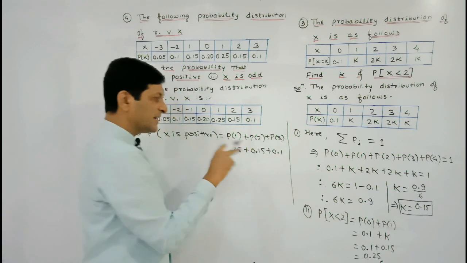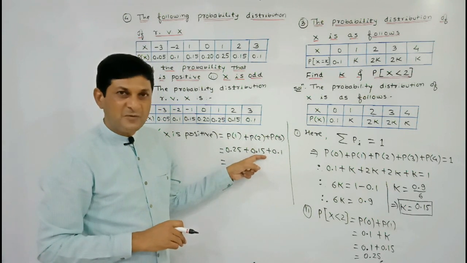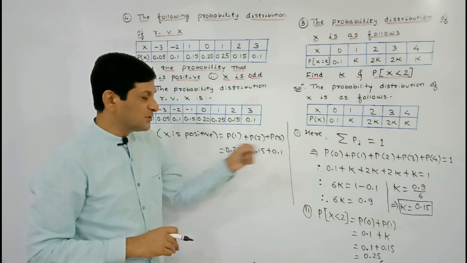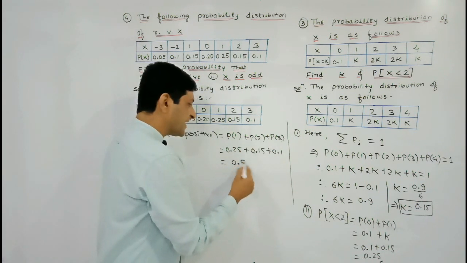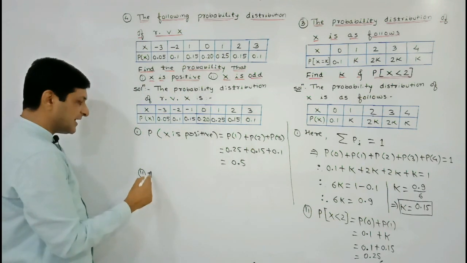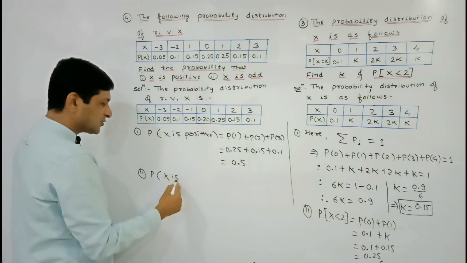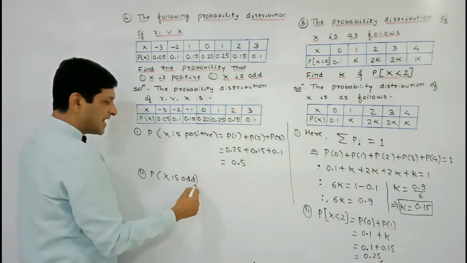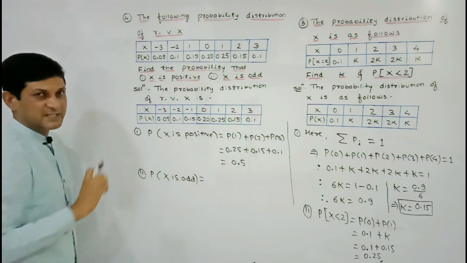Now we are taking their addition. So 0.25 plus 0.15 will be 0.40, 0.40 plus 0.1 will be equal to 0.50, means simply it can be written as 0.5. So this is our first required value. Second required value is probability when x is odd. X is odd. Now check which are the values of random variable. These are the values of random variable. Check in which case x is odd.